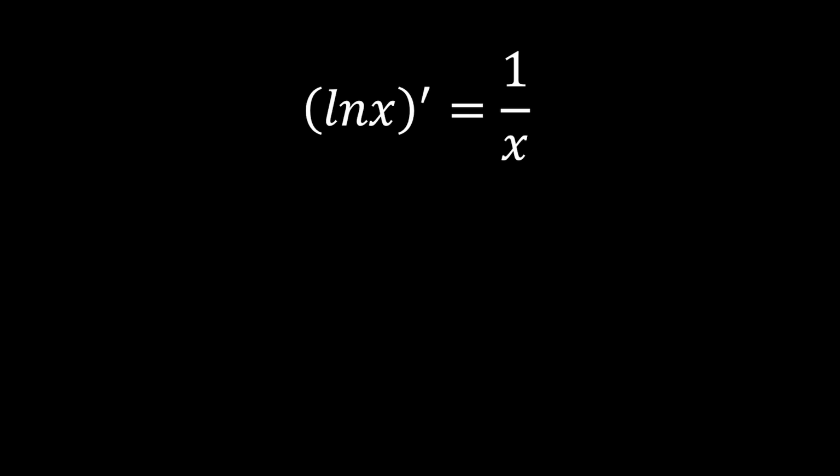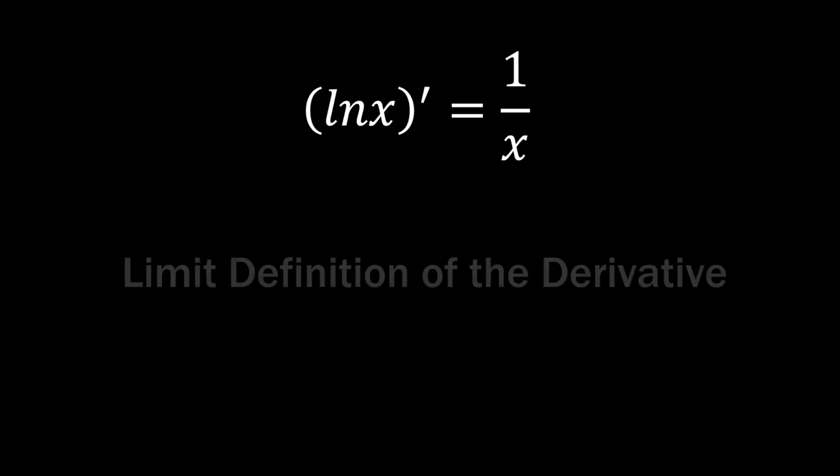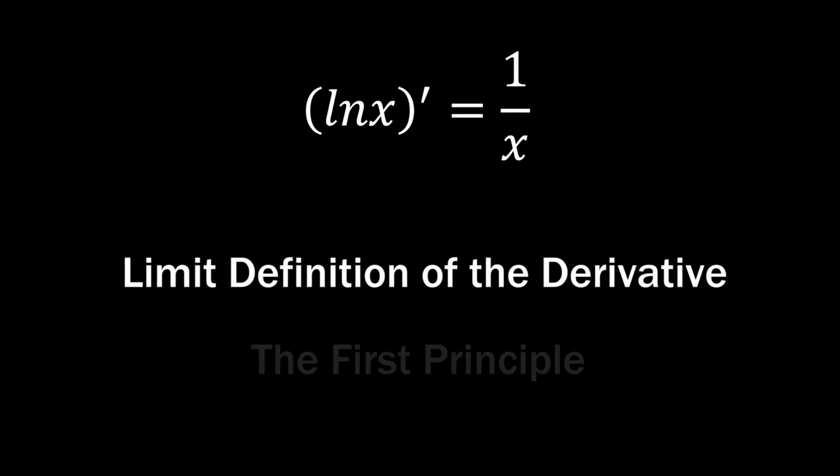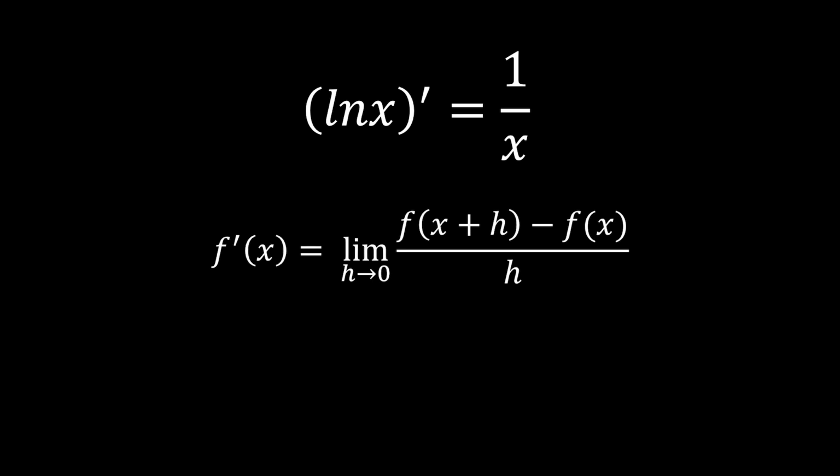In this video, we'll prove why the derivative of natural logarithm of x, ln x, is 1 over x using the limit definition of the derivative, also known as the first principle. To do this, we'll utilize the limit definition of a derivative formula and the definition of Euler's number shown on the screen. Let's first write down the statement we want to prove and the necessary formulas.